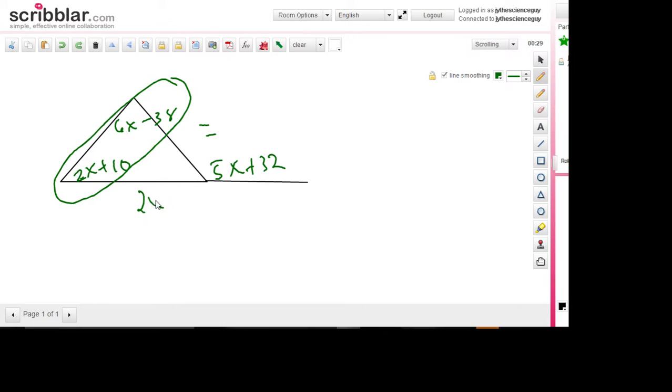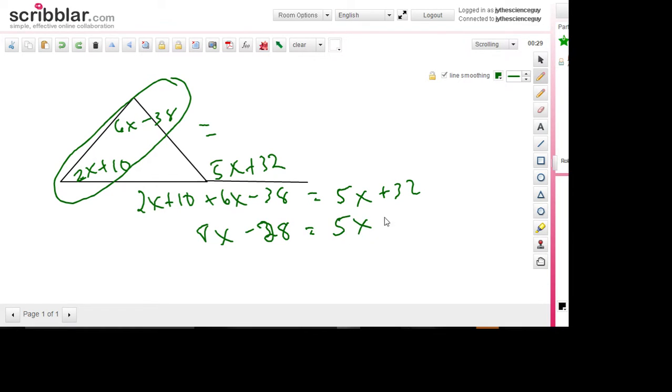So 2x plus 10 plus 6x minus 38 is equal to 5x plus 32. 8x minus 28 is equal to 5x plus 32. So 60 is equal to 3x. X is equal to 20.